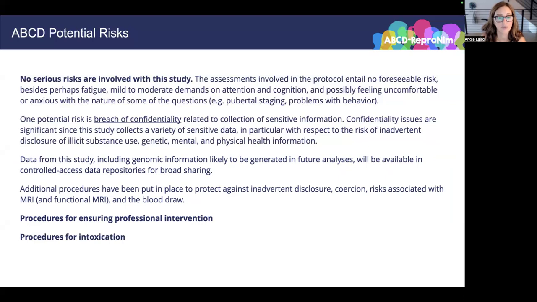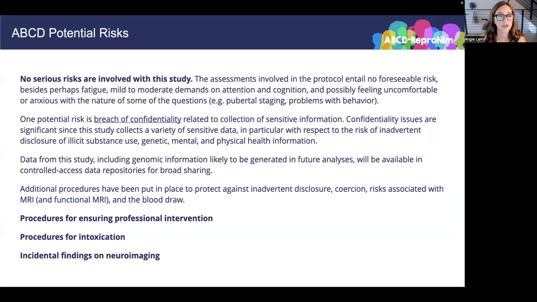There are procedures for intoxication. If a youth's breathalyzer for alcohol or saliva drug test is positive, suggesting intoxication, the youth are not studied that day. The parents are not informed of the positive results unless the intoxication is life-threatening.